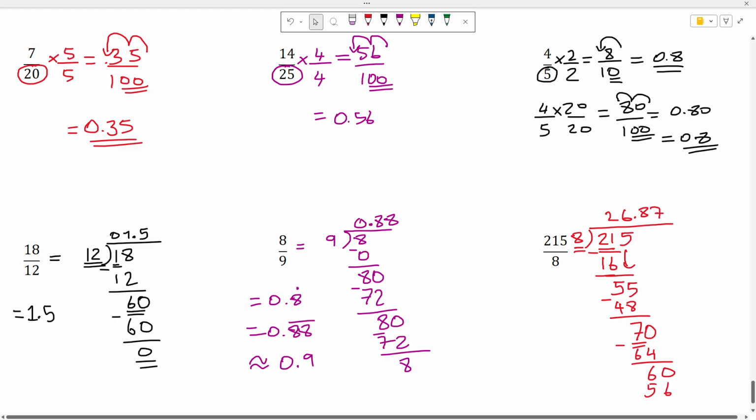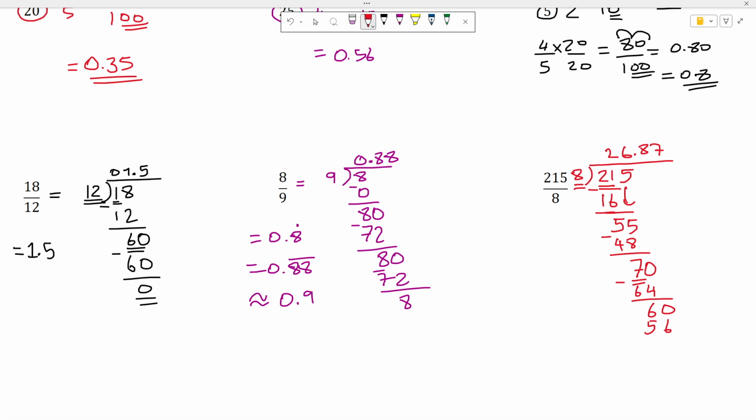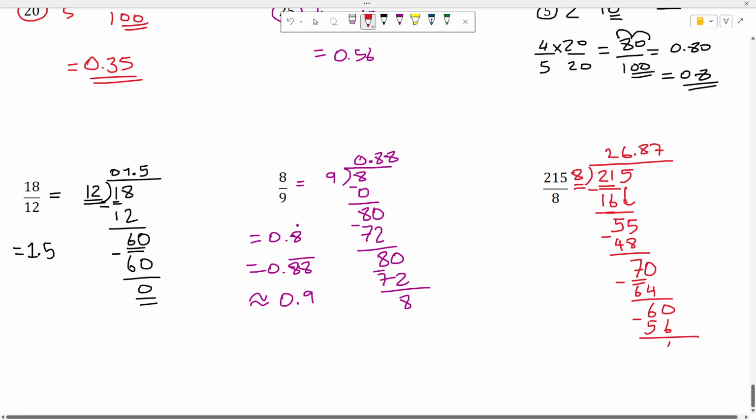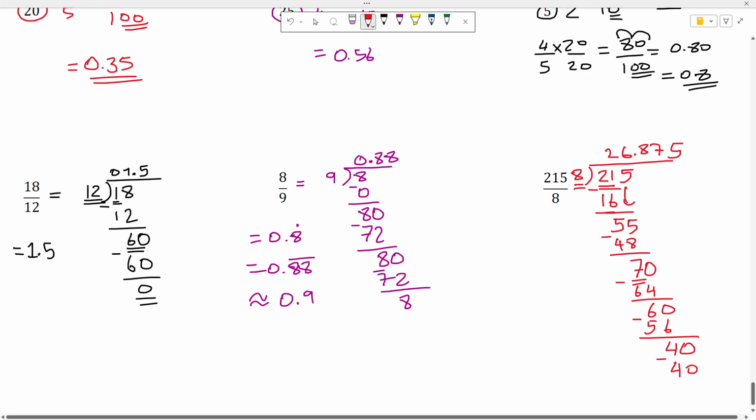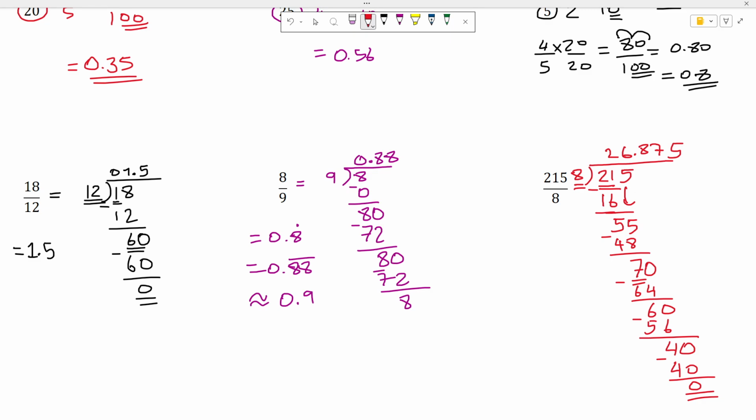Let me scroll down a bit. 8 times 7 is 56. Minus it, we're going to get 4, right, guys? Now again, let's add a 0 right here. Now 8 times 5 is going to give us 40, and our remainder is 0. All right, our remainder is 0. And that is how, guys, you would change a fraction to a decimal, or how you would divide a fraction and get the decimal value.